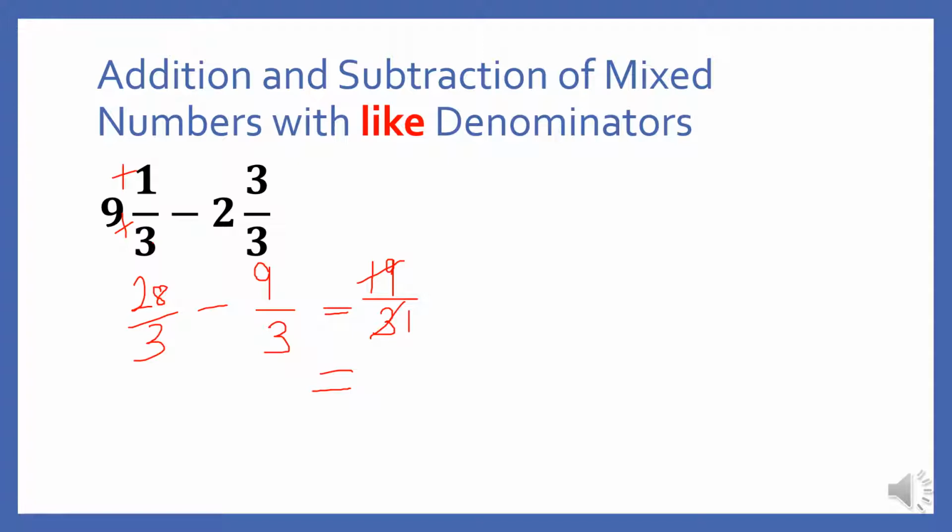3 can go into 19 6 times with a remainder of 1. Why? 6 threes are 18. Okay, with a remainder of 1 over 3. So our answer in its reduced form, in its lowest form, is 6 and a third. So this is one way we can convert to improper fractions and then add or subtract.